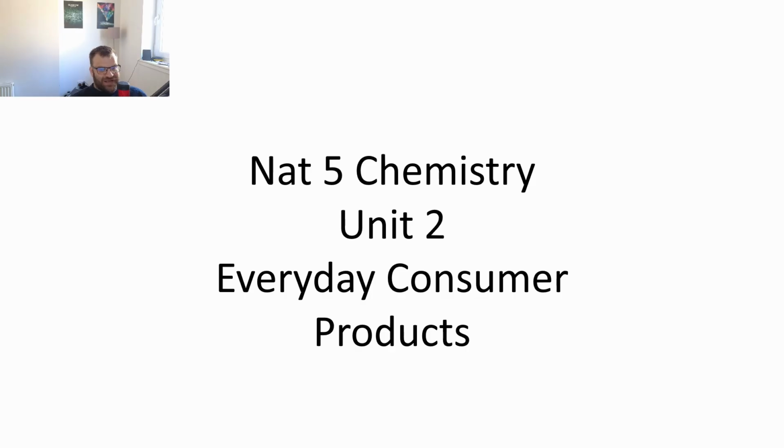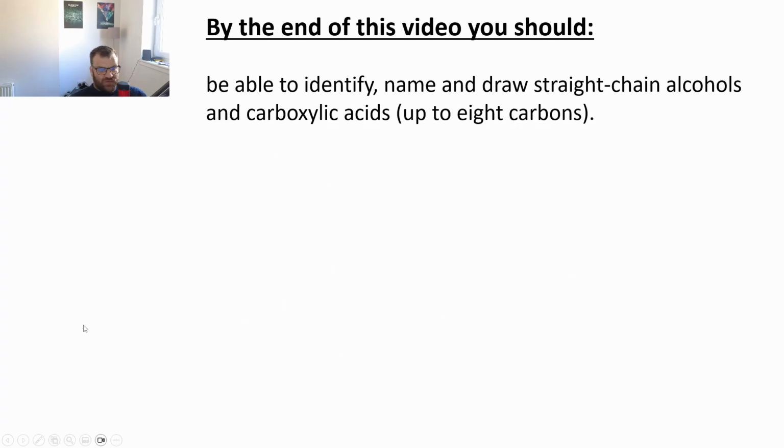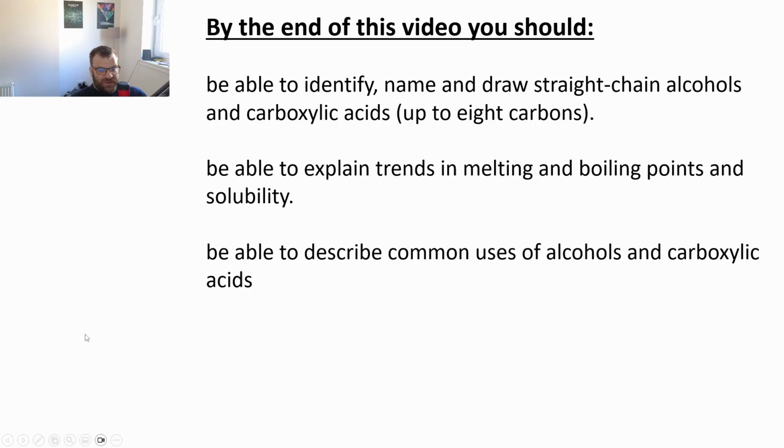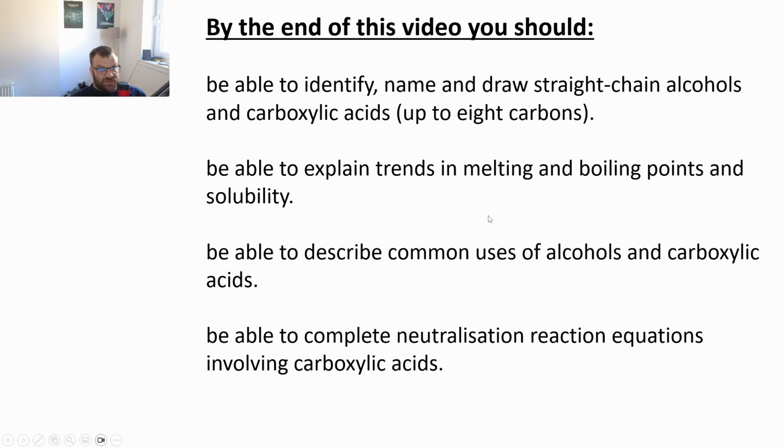In this video, we'll talk through the National 5 Chemistry Unit 2 topic of everyday consumer products. By the end of this video, you should be able to identify, name and draw straight-chained alcohols and carboxylic acids up to 8 carbons. You should also be able to explain trends in melting points, boiling points and solubility, be able to describe common uses of alcohols and carboxylic acids, and be able to complete neutralization reaction equations involving carboxylic acids.